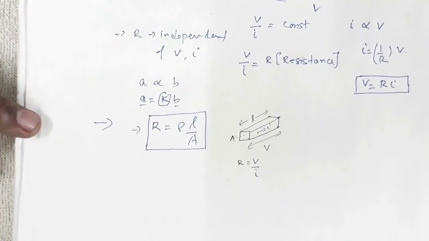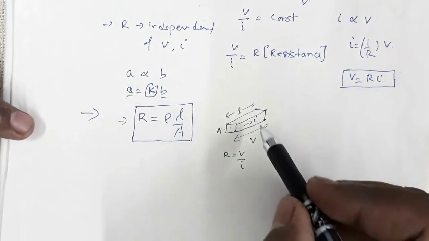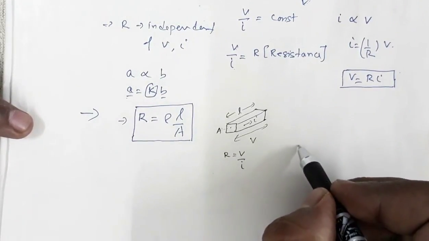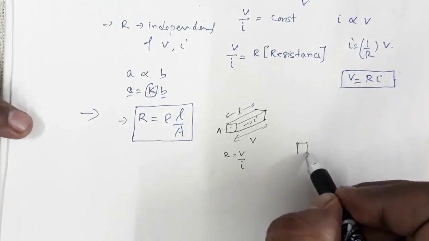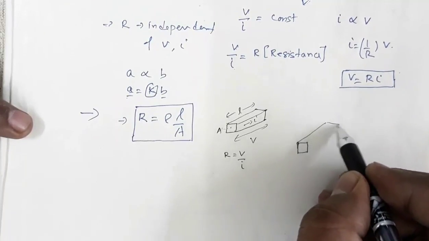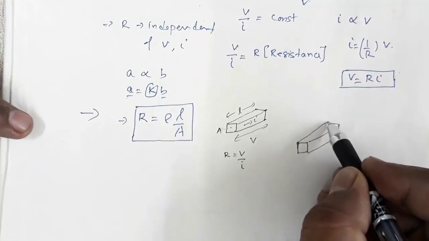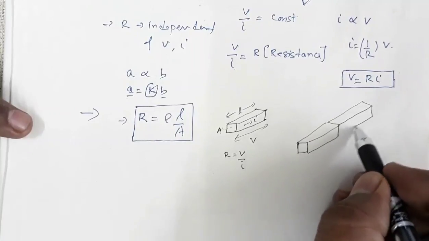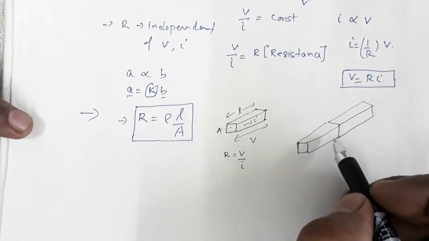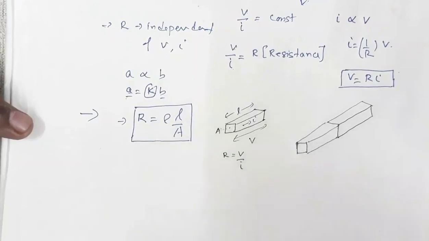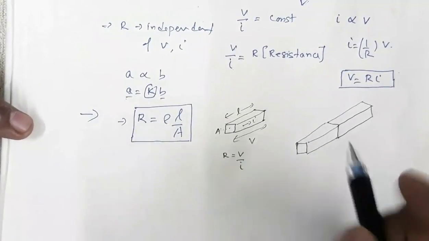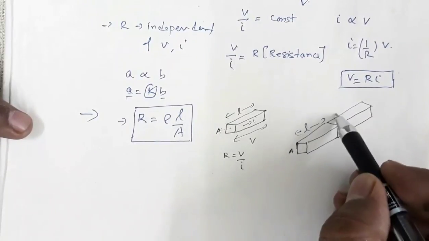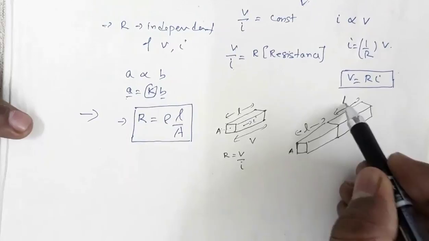okay. Now suppose I take two identical such conductors and keep them in series. So this is one conductor and this is another conductor. So these two conductors are of same material, identical to this, and they have same dimensions. Material is also same, so cross sectional area is A. So this length is L, this length is also L.